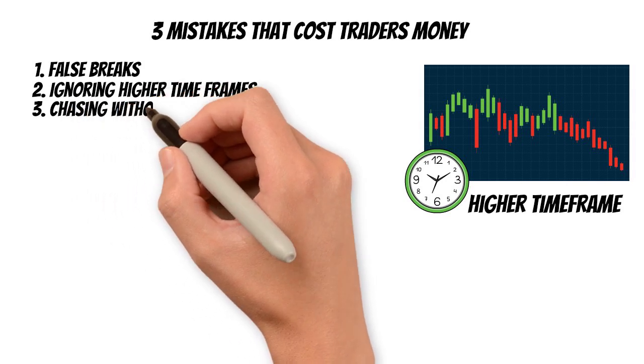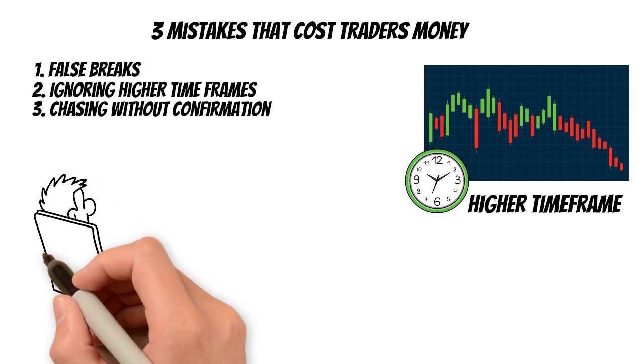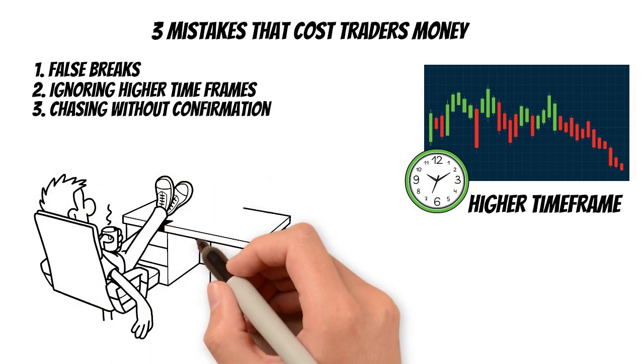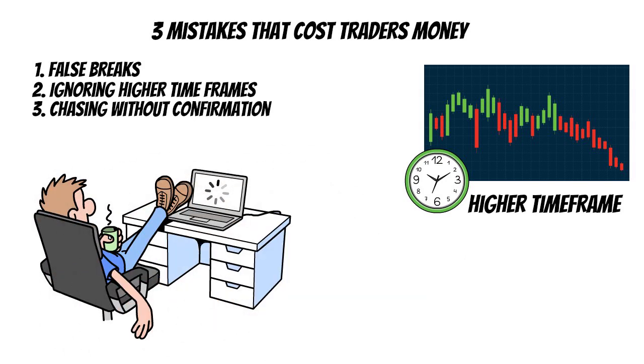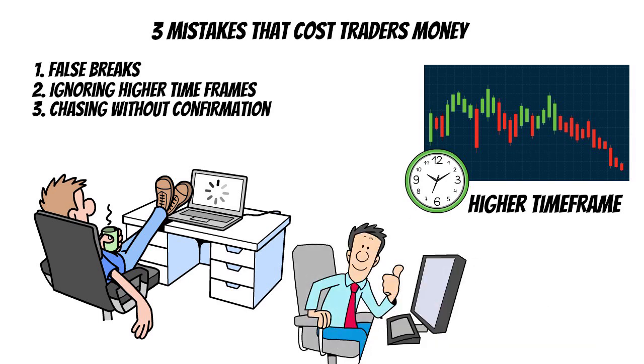Always align your entries with the dominant structure of the higher time frame to avoid being caught in false moves. 3. Chasing without confirmation. Many traders jump in the moment they see price break a level, only to get caught in a fake move. Smart traders wait for confirmation, a clean retest of structure, added confluence, or supporting volume before committing capital. Avoiding these mistakes instantly puts you ahead of most retail traders.